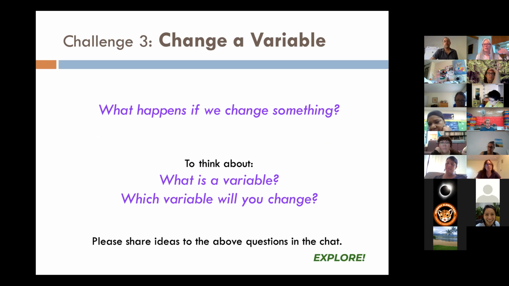The first two were really about setting up the procedure, thinking about the variables that affect how objects affect each other when they collide, and then being able to do an actual experiment where they intentionally change a variable.